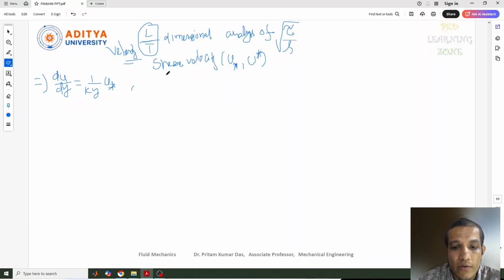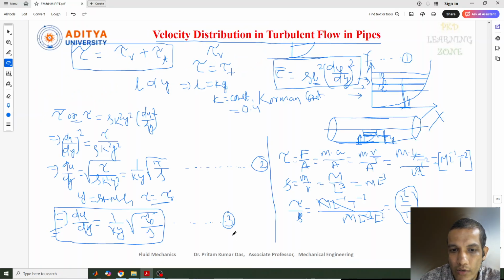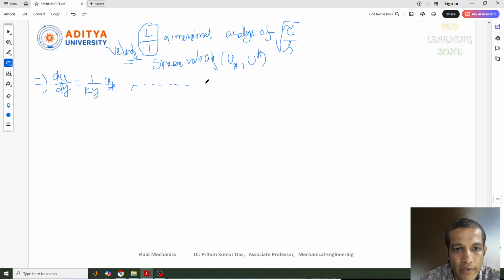Okay, so let us integrate this equation. This one we can give an equation number. Previously what we got was equation 3, now we can give this equation 4. So again we can write, for the turbulent flow, u star is constant. So to integrate this equation, we take dy to the other side.